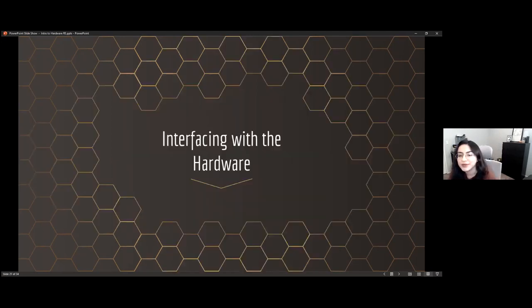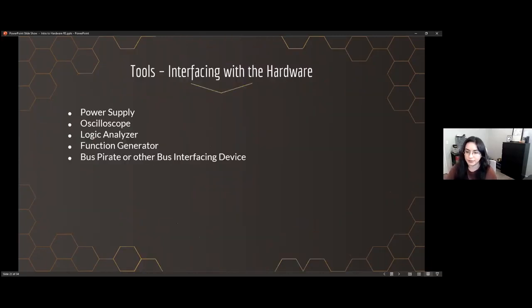Okay, so interfacing with the hardware. And I'm going much faster than I expected. So interfacing with the hardware, you're going to need a power supply, an oscilloscope, a logic analyzer, function generator, a bus pirate or other bus interfacing device, and a debugger. I'm missing that bullet point. So you don't need all of these. It depends on what your goal is.